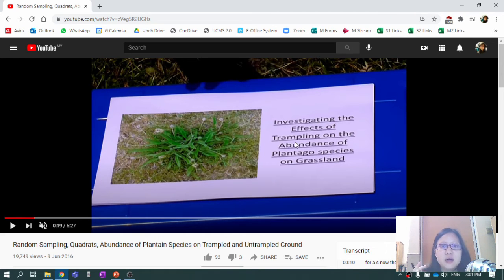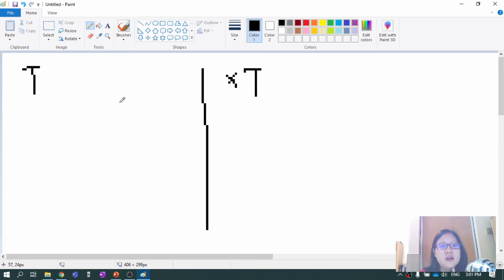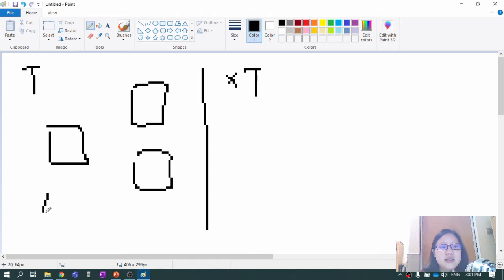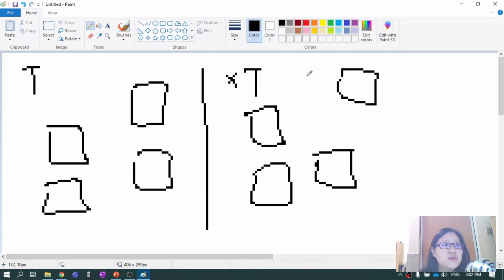Trampling is basically whether the area is walked on or not, and they will have 2 areas. I thought it might be easier if I draw it for you. 2 areas, one with trampling, one without trampling, and then they're going to use a frame quadrat, and randomly sample the grassland and see how many of the Plantago plants they can find. So you expect that the area with no trampling would probably have a higher abundance of that species of plant.